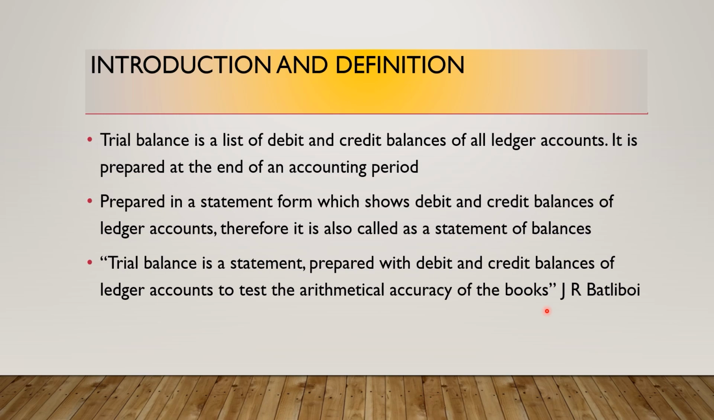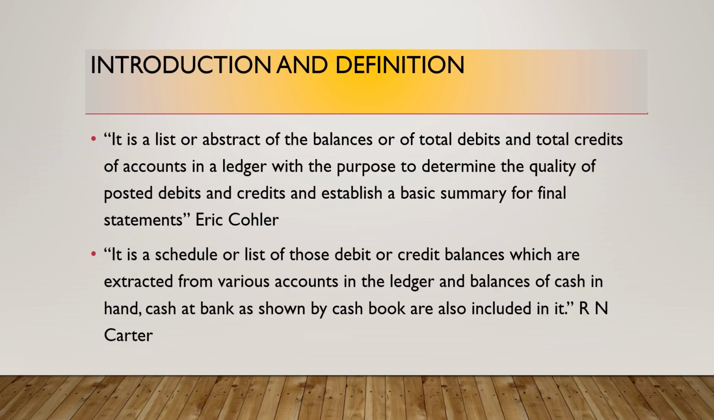And we'll talk about this help or this feature of trial balance again and again. It is a list or abstract of balances or of total debits or credits in a ledger, and the purpose is to determine the equality of posted debits and credits. And basically it's a summary. Fine, it is a basic summary for the final statement.